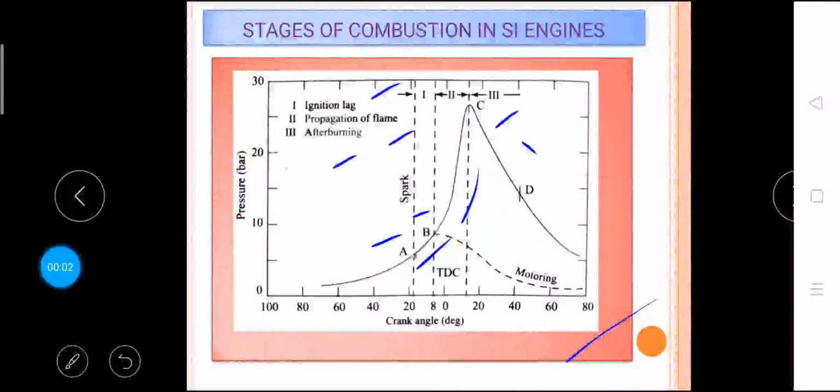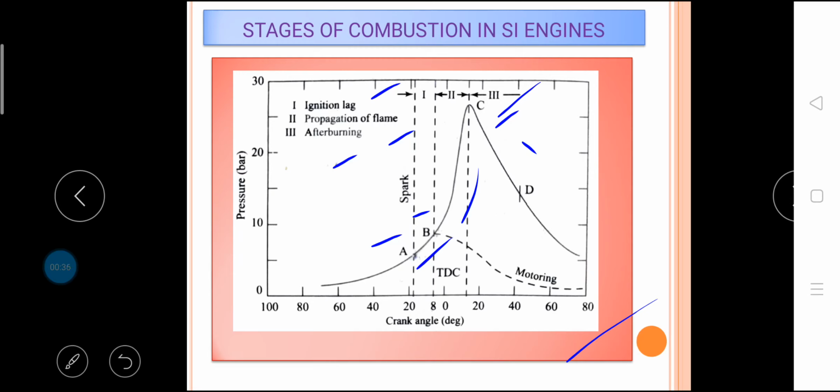The starting point of the third stage is usually taken as the instant at which the maximum pressure is reached on the indicator diagram, that is point C. The flame velocity decreases during this stage. The rate of combustion becomes low due to lower flame velocity and reduced flame front surface. Since the expansion stroke starts before this stage of combustion with the piston moving away from the top dead center, there can be no pressure rise during this stage.